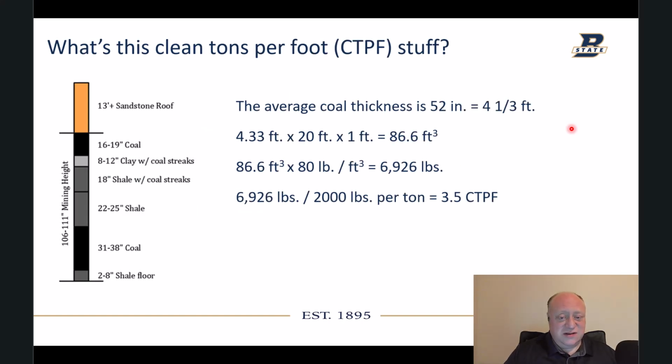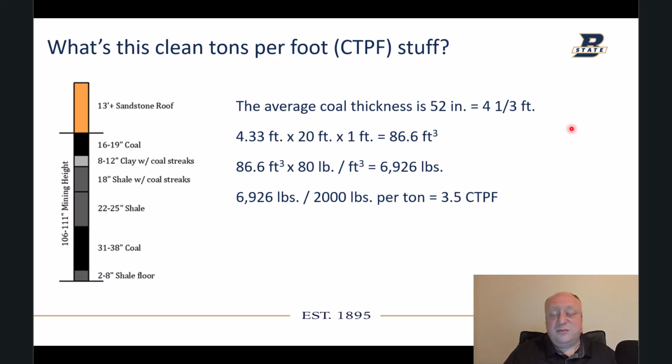And so what's all this clean tons per foot stuff that you see in the project guidelines? If we look at our geologic column, we get an average coal thickness of 52 inches. And that's about 4 1/3 feet, 4.33. And so we take that and we multiply that by 20. That's our mining width multiplied by 1. We get a volume, right? So every foot of advance that we mine, we get this volume.